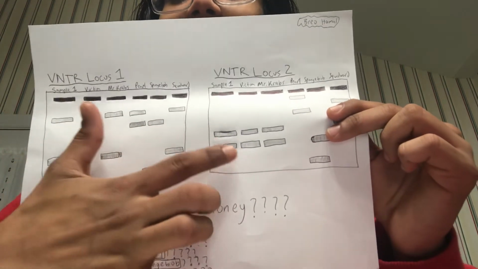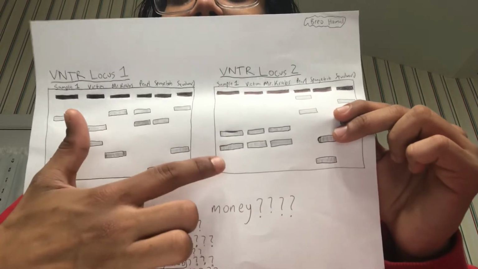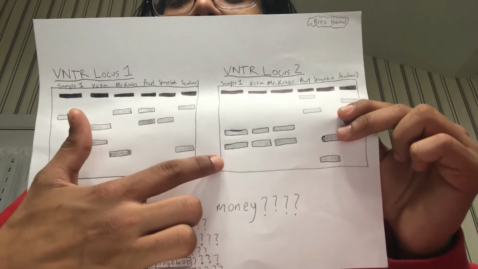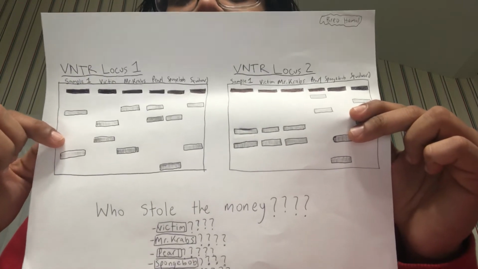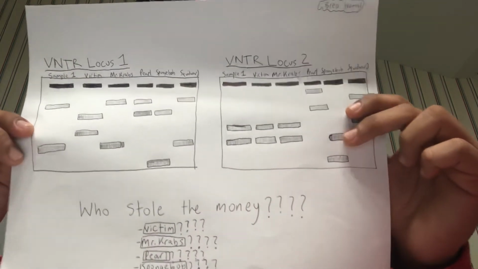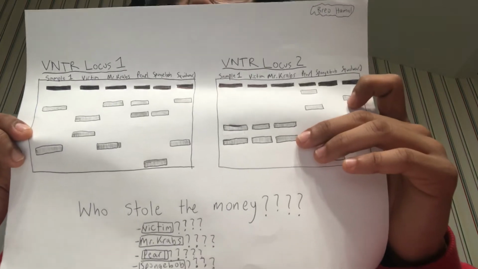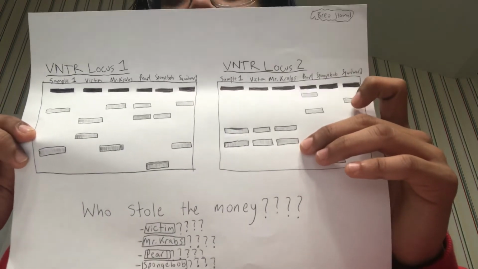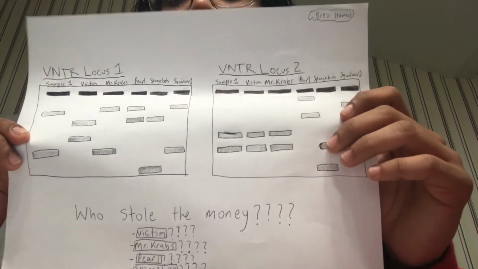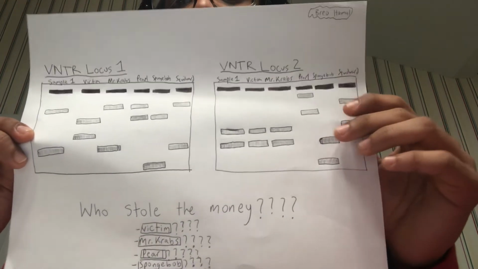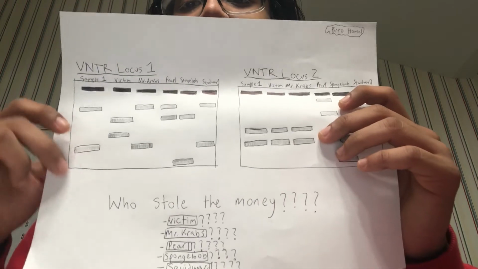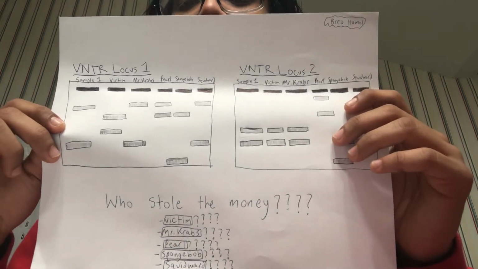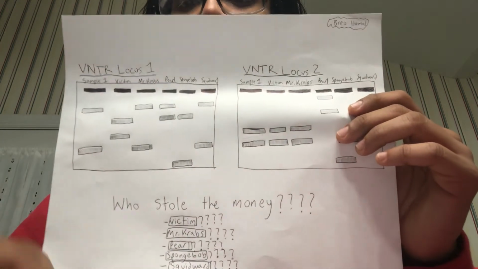As we go along, we see the victim does match the sample evidence in this locus. But from before, we know that the victim did not match, so the victim cannot be a suspect. We move along and get to Mr. Krabs, and we see here, ding, ding, ding, Mr. Krabs is a match with the sample evidence in both loci, meaning Mr. Krabs did steal the money. Let's keep moving along to see if any other suspects are possible.